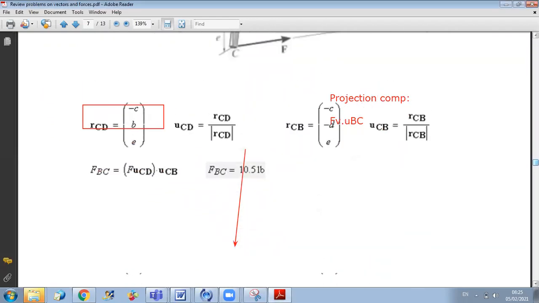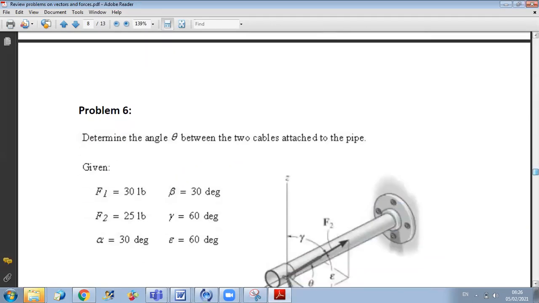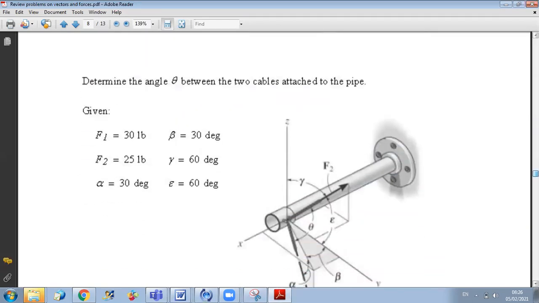So as you can see here, we should find the unit vector of CD, the unit vector of CB, and then to find the projection, we do F_CD dot unit vector of CB. Okay. So since it's the same idea, I will go to another problem, but please try to practice with it.